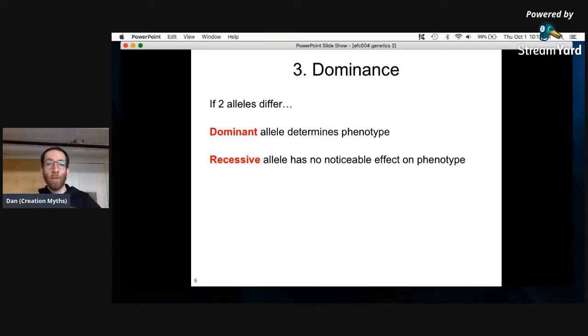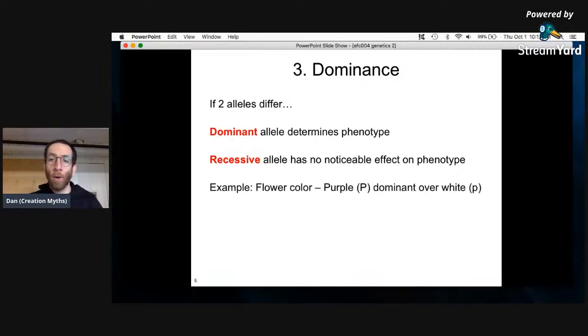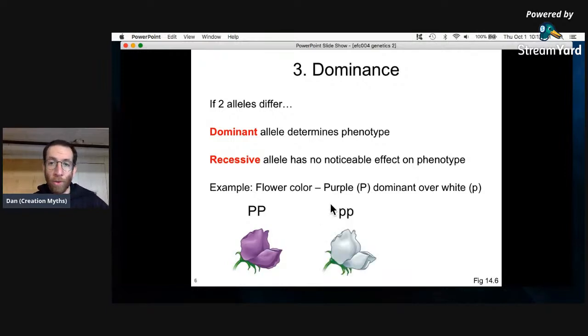So the phenotype is based not on one allele from one parent, but on the combination. For example, let's look at flower color. Purple, which we're going to show with a capital P, is typically how you show dominance, as the capital letter. Purple is dominant over white, which we're going to say is lowercase p. So you could have a flower that's homozygous dominant. It's got two dominant alleles, so that's going to be a purple flower. You could have a flower that is homozygous recessive, two recessive alleles, and that's going to be a white flower.